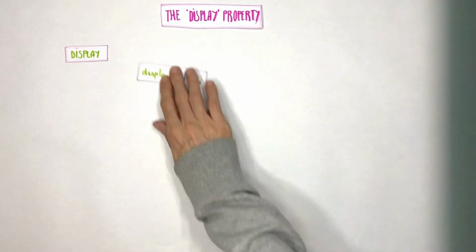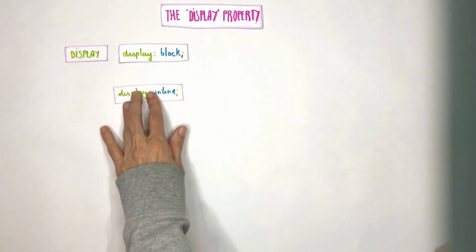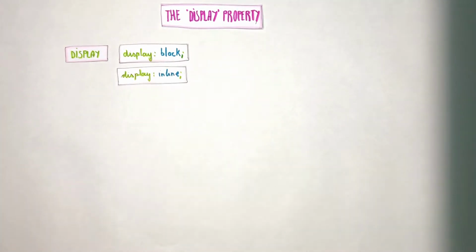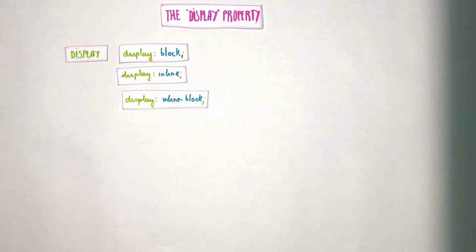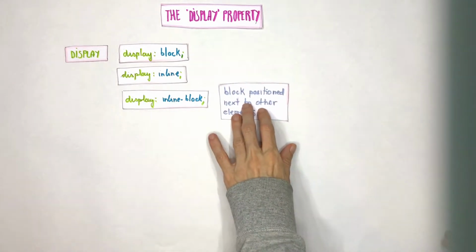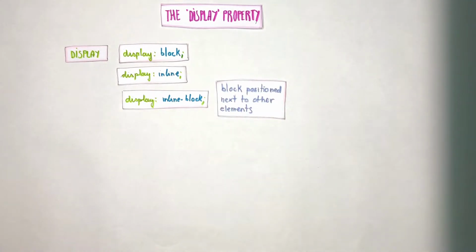Let's see the different values we can give to the display property. We have display block and display inline that display the elements as we have already seen. Then we have inline block. This one displays the elements as a block, but one next to the other, meaning that it can be displayed as an inline element, but without the restrictions of inline elements. So it can have a height, a width, and a top and bottom margin and paddings. This is a pretty interesting one.